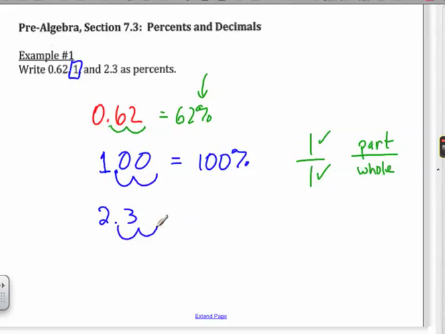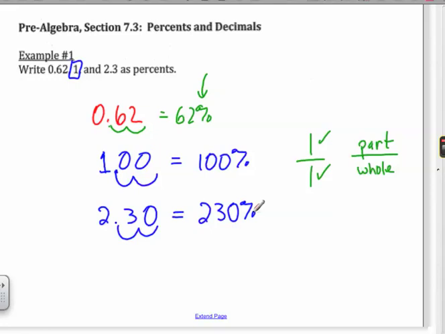Okay, but now I've got an empty hole there, Will K. What do I put in that empty hole? I put a 0. Exactly. And then what percent does that give me, Henry? 230%. Now, this is interesting because how can you have more than the whole, right?